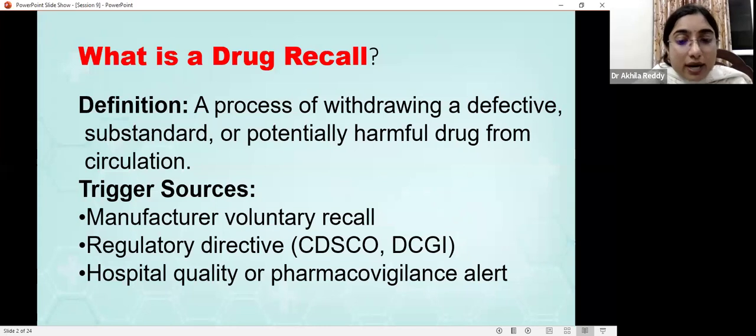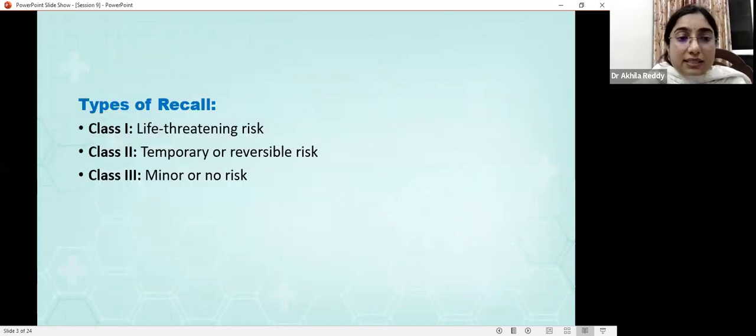And if there are frequent reactions, which might be from different causes, then the PV center will move to the next level of things: whether the drug should be banned or remanufactured, or whether the quality department should go and check the quality, with inspections done on the pharma company. And if something is lacking in quality, the PV center will escalate to the different departments. So there are three types of recalls.